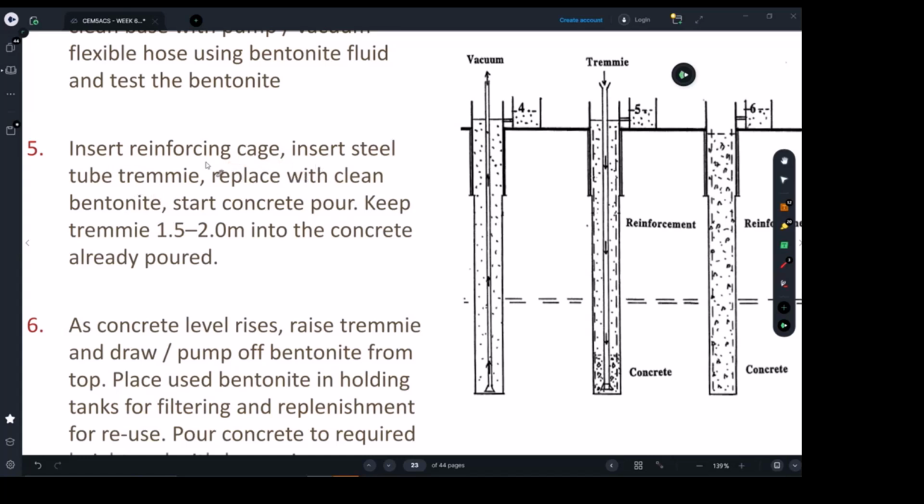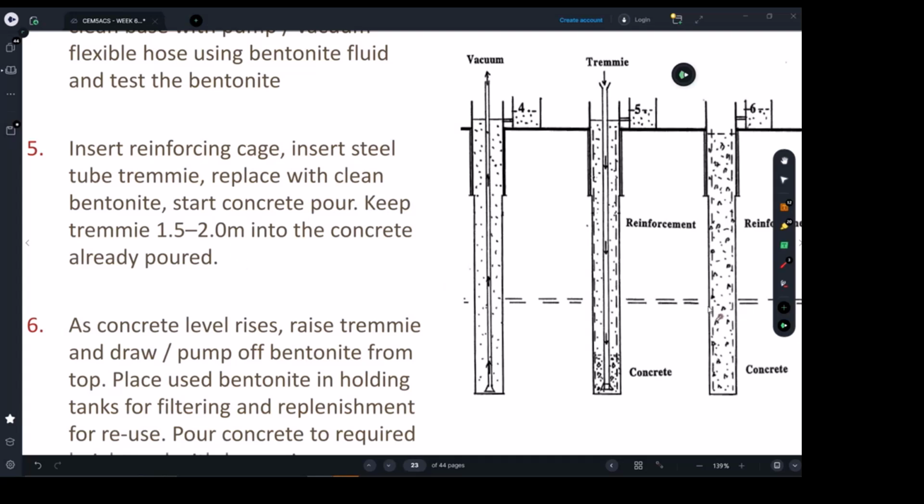And insert, so they're going to put first the cage, then they're going to put the tremie, which is going to be used for pouring the concrete. Then they're going to replace with clean bentonite if required. Then they start the concrete pour. They keep the tremie, which is the end of the pump, this one, at one point, as we said, to make sure there is always pressure.